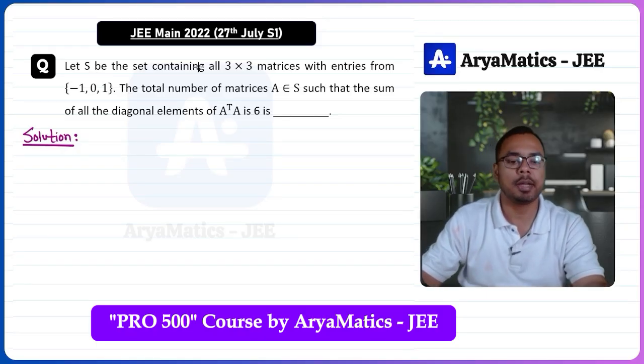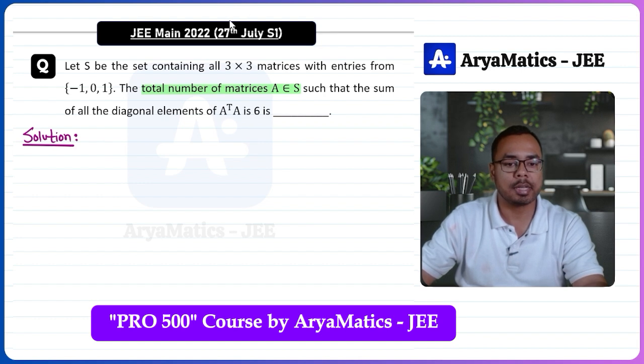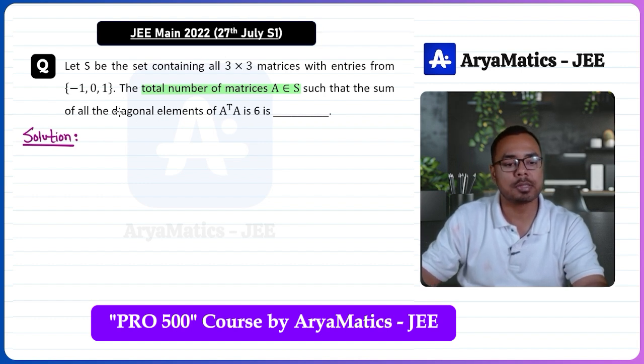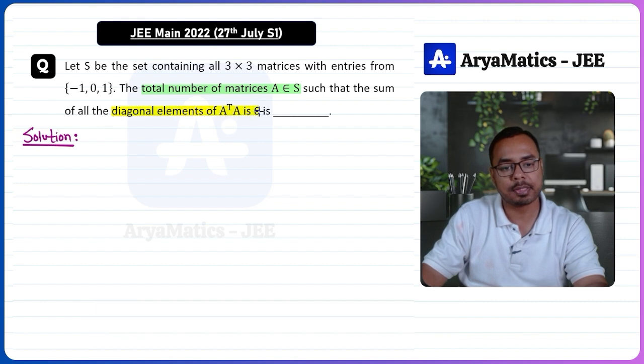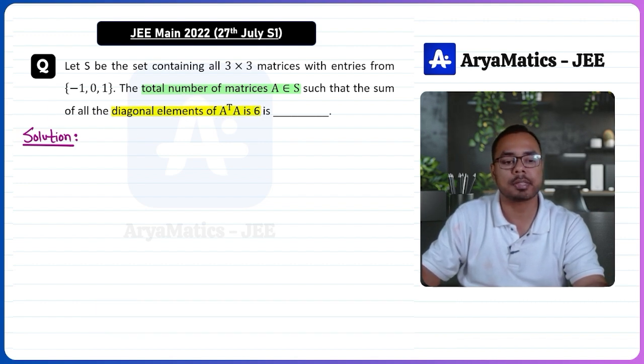Let S be the set containing all 3 cross 3 matrices whose entries are from this set -1, 0 and +1. We have to find the total number of matrices A belonging to this set S such that sum of diagonal elements, or the trace of this matrix A transpose into A, is 6.